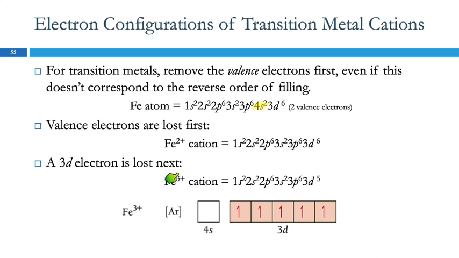If we're going to go to the Fe3+, we need to lose 1 more electron. Now we can go here to the 3d6 and take one of those off, and we end up with 3d5.